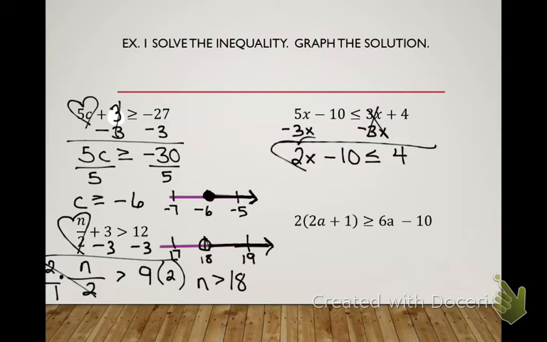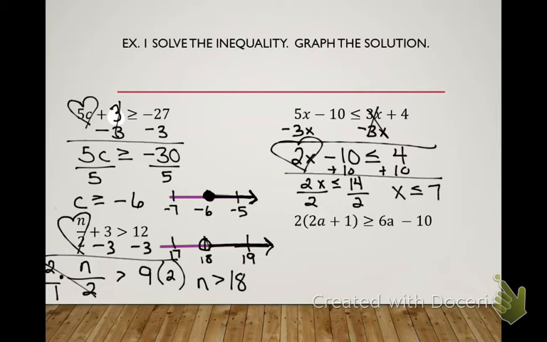Very good. Okay, so y'all, everybody tell me, what do I do next? What do I do? Yes, add 10 both sides. Okay, so now you get 2x is less than or equal to 14. What do you do now? Yes, divide both sides by 2. X is less than or equal to 7.